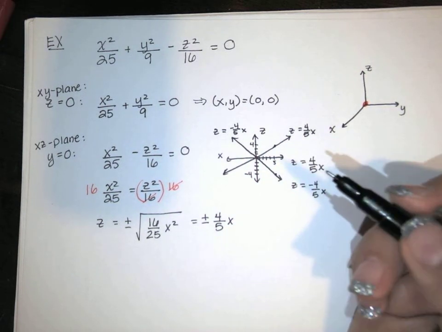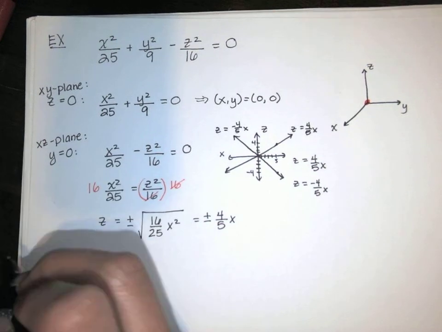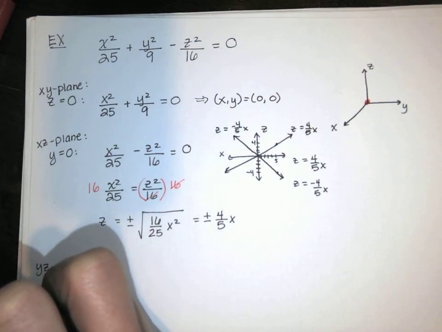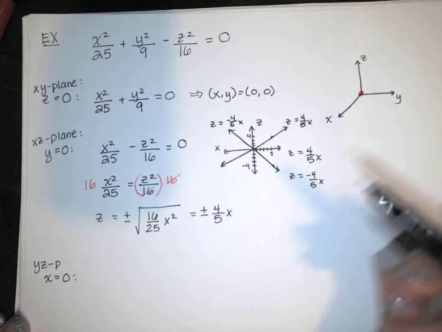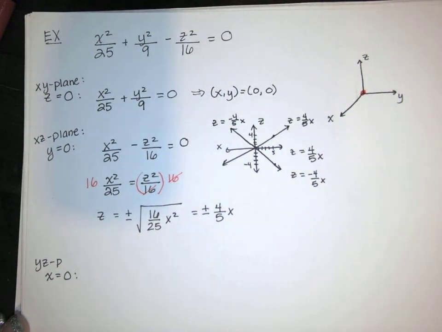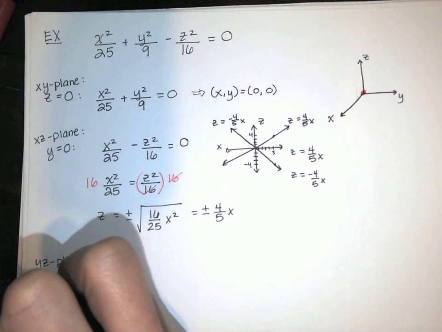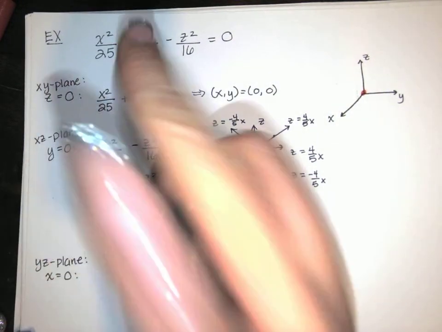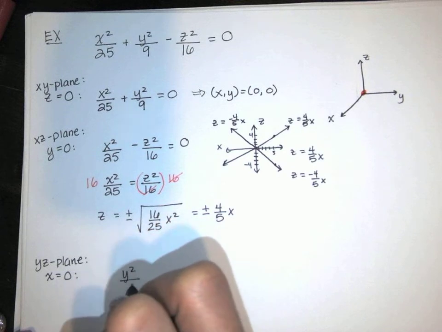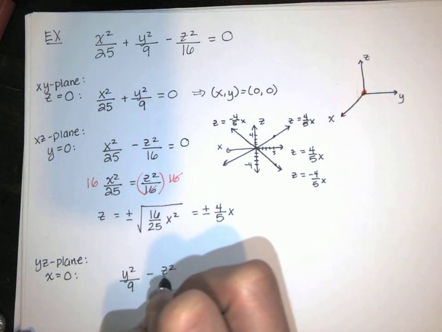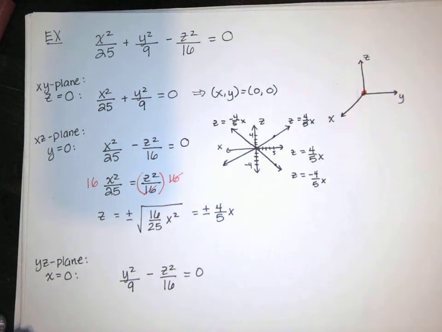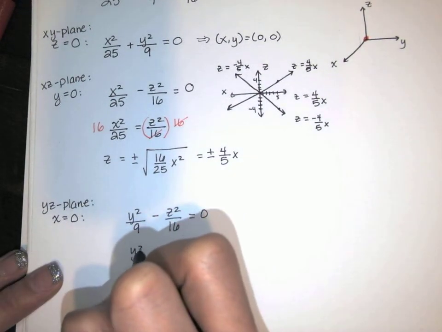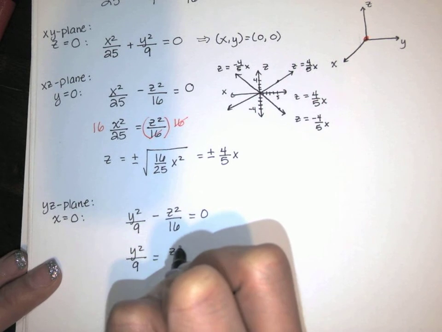Now let's look at the last plane. We had z equals 0, y equals 0. Let's let x equals 0. So that's going to be the yz plane. So that's in the back over here. It's like parallel to my page. X equals 0, that one's gone, so we've got this. All right, not bad. So solve for z again. You're going to have two different lines, aren't you?